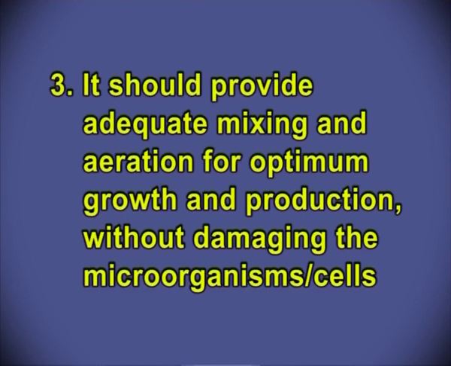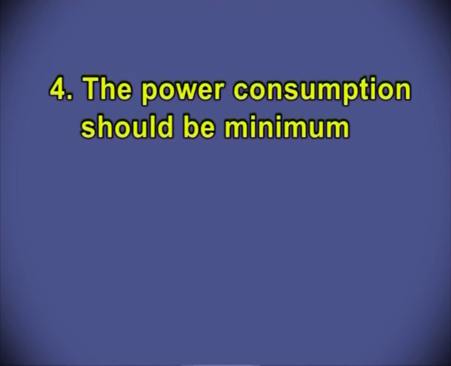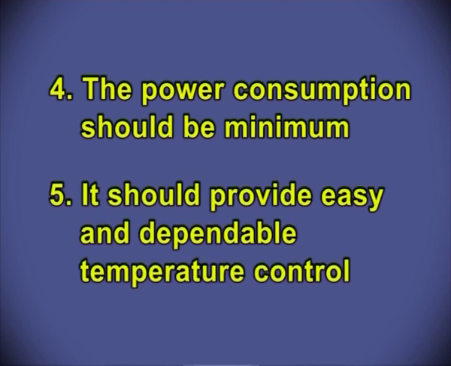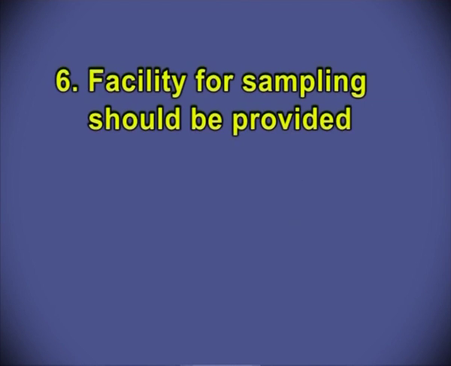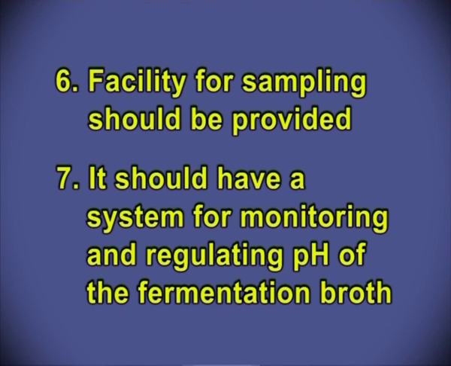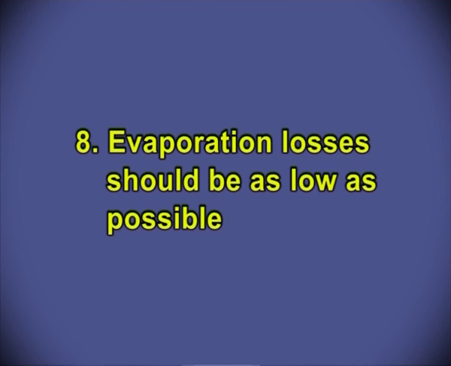It should provide adequate mixing and aeration for optimum growth and production without damaging the microorganisms or cells. The power consumption should be minimum. It should provide easy and dependable temperature control. Facility for sampling should be provided. It should have a system for monitoring and regulating pH of the fermentation broth. Evaporation losses should be as low as possible.